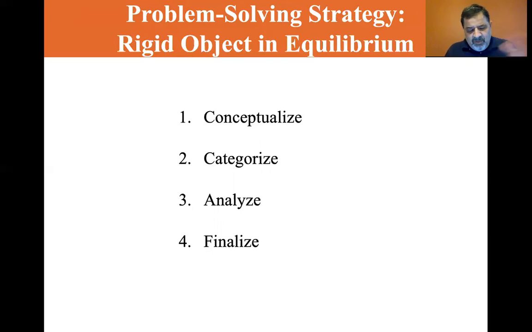You analyze, you draw diagrams, you label, do a free body diagram, you resolve all forces into the rectangular components, choosing a convenient coordinate system, choose a convenient axis for calculating the net torque on the object. And you solve the simultaneous equations for unknowns in terms of the known quantities. And then finally, you finalize. You make sure that your results are consistent with your diagram. So that's just a problem solving strategy.